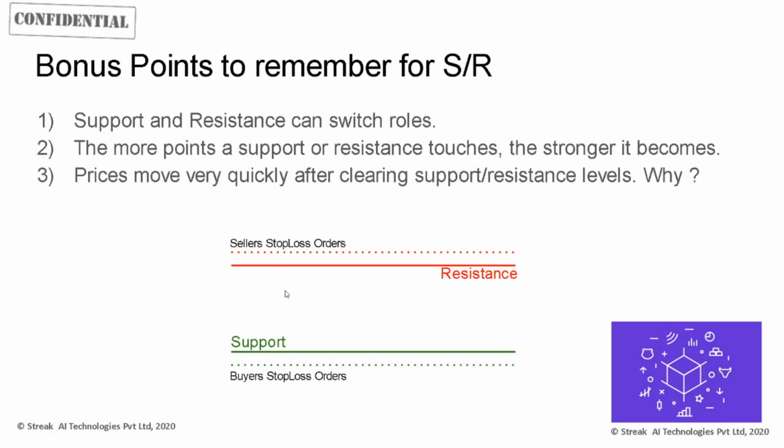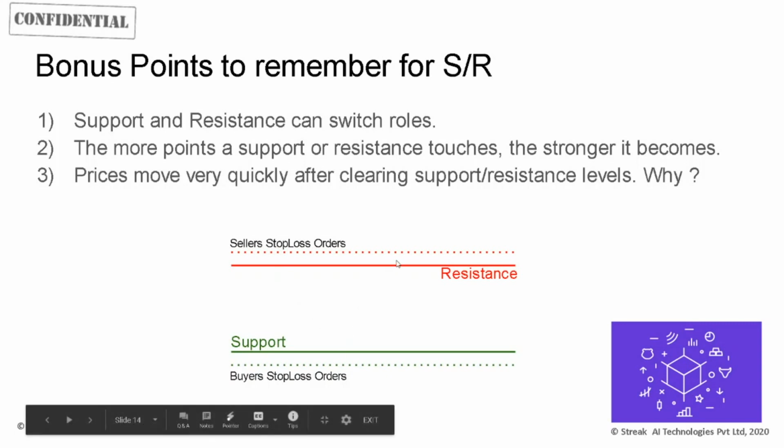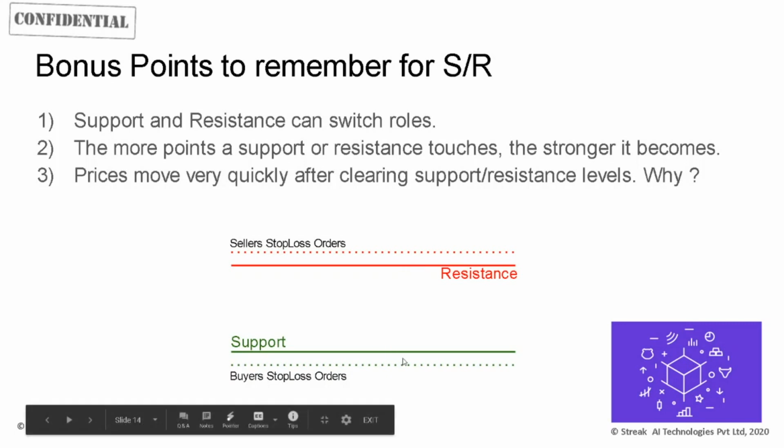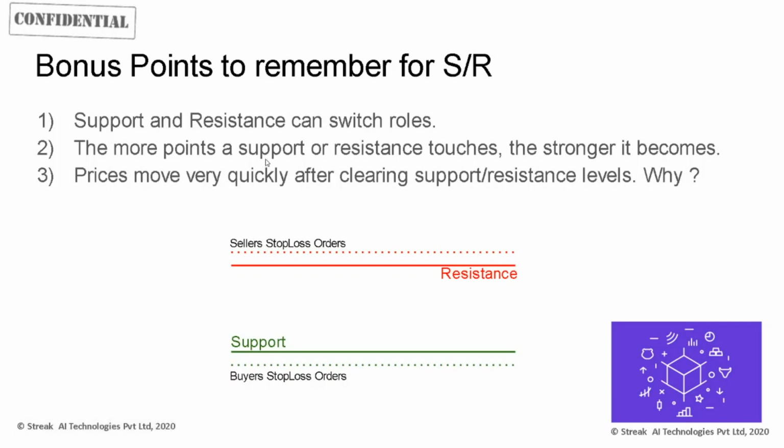But as soon as, say, the price breaks out of this particular resistance level and takes support over here, it comes back down, tests this level, and then goes back up. This is the point where the resistance has converted itself into the support for the price, right? Similarly, if the price broke down below the support level and retested it one or two times, then the support has been converted to a resistance level, right? The more points a support or resistance touches, the stronger it becomes, right?